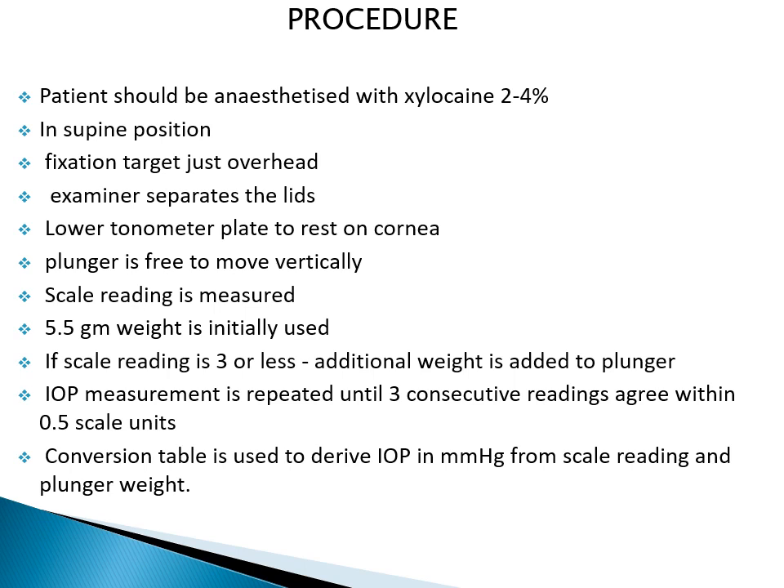IOP measurement is repeated until 3 consecutive readings, and the conversion table is used to derive the intraocular pressure in millimeters of mercury from the scale reading and the plunger weight.